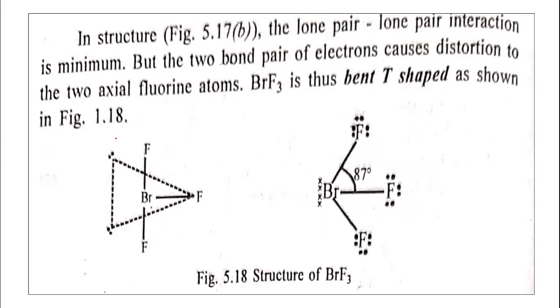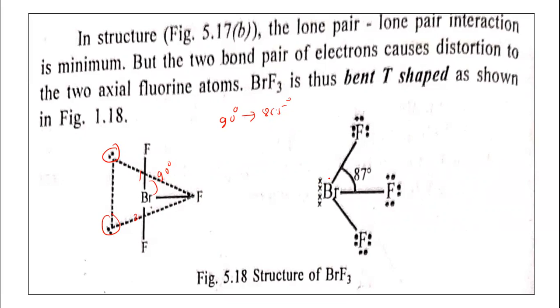Due to the presence of this lone pair of electrons at the equatorial position, these 2 Br-F bonds are slightly shifted. Distortion takes place. So this bond angle reduces from 90 degrees to 86.5 degrees, or about 87 degrees. So this is the structure of the BrF3 molecule. It has a bent T-shaped structure.